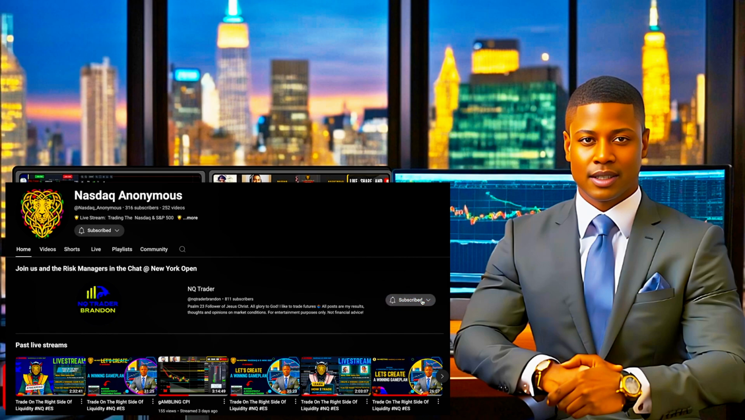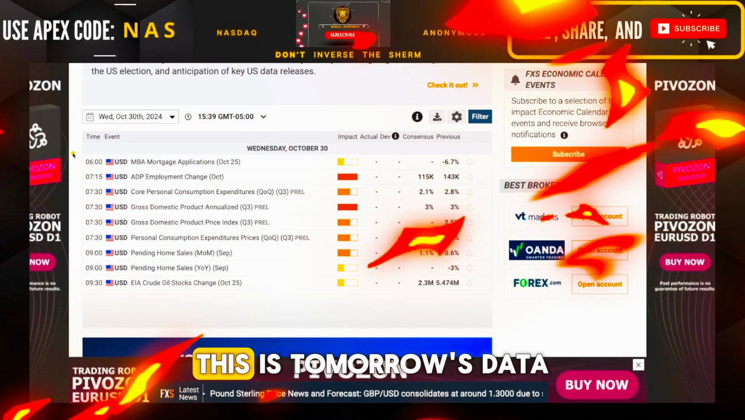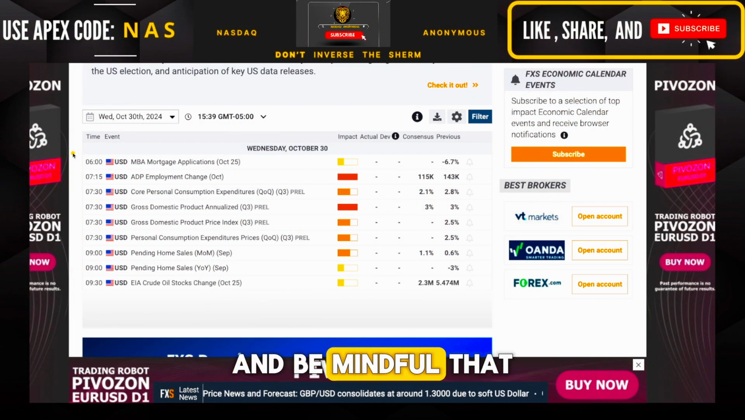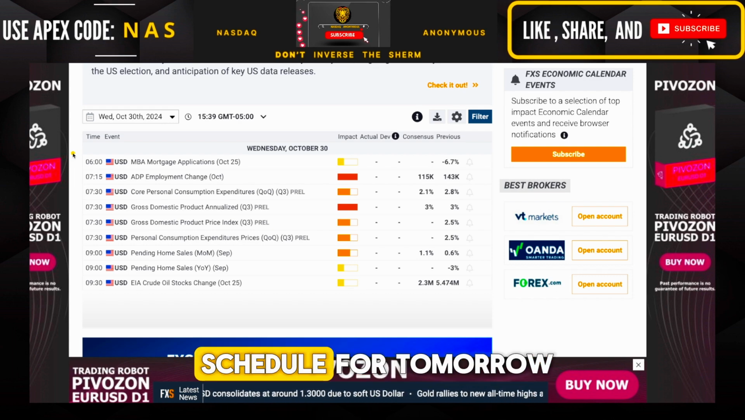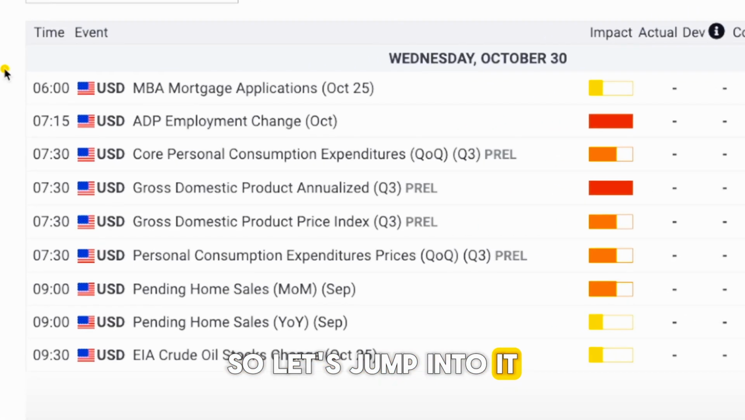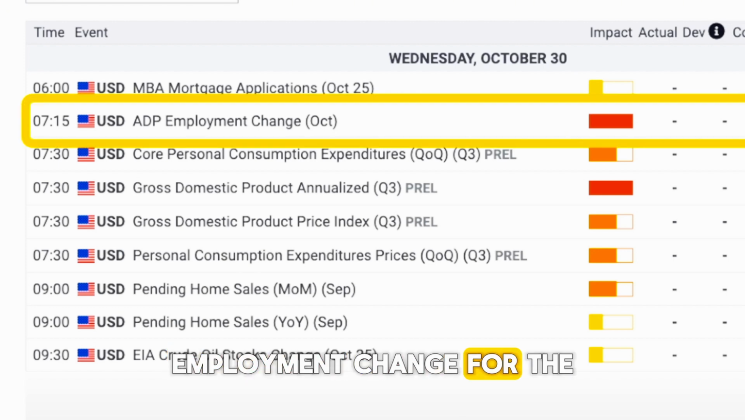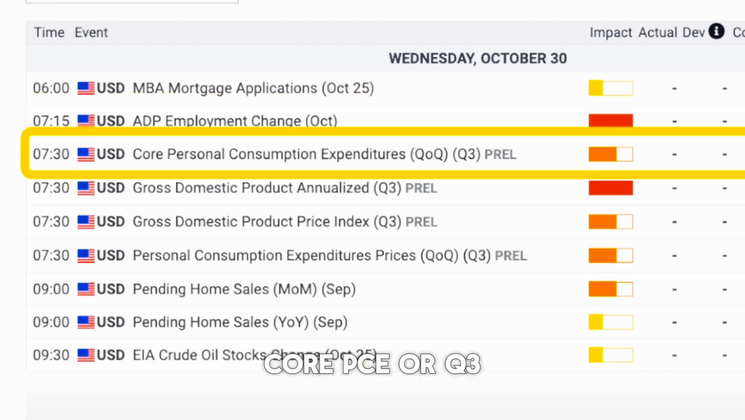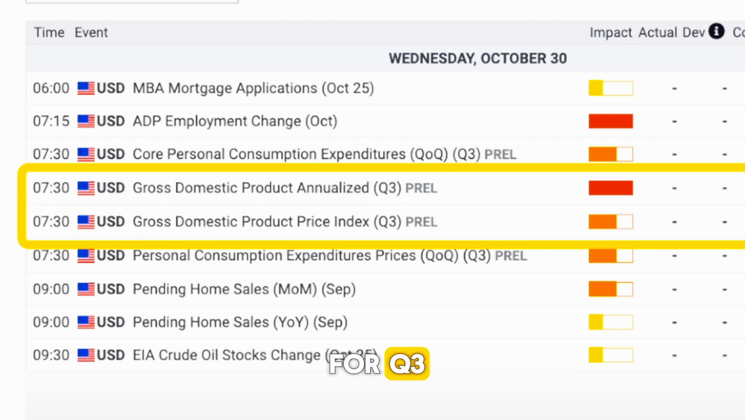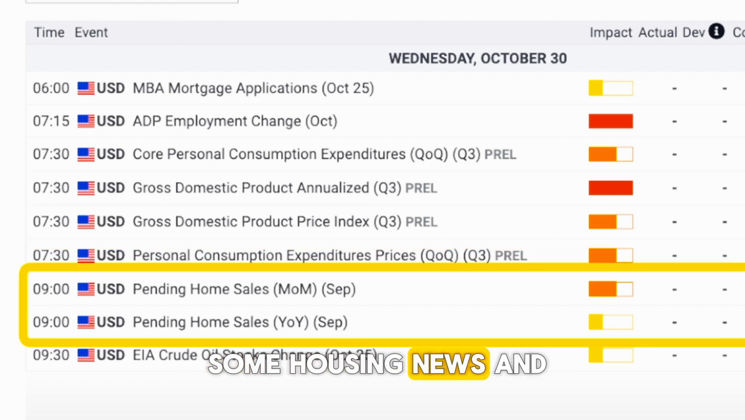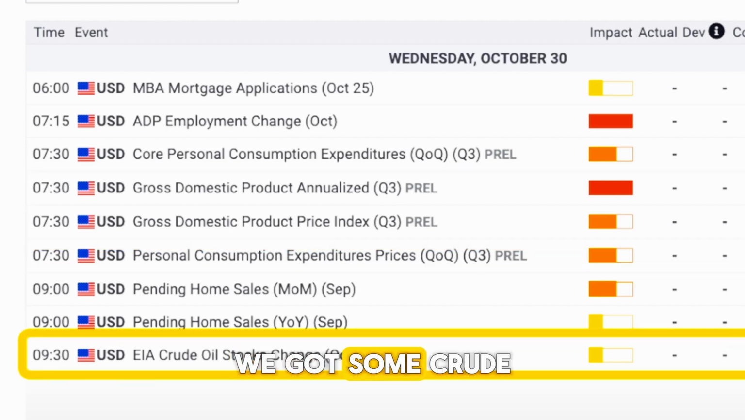With that said, let's jump into the charts now. This is tomorrow's data, and be mindful that all times are in Central Time. We have a small block of news scheduled for tomorrow, so let's jump into it. We got a big block of news at 7:15 and 7:30 with the focus on ADP employment change for the month of October, core PCE for Q3, and finally, GDP annualized for Q3. At 9 o'clock, we had some housing news, and at 9:30, we got some crude news.